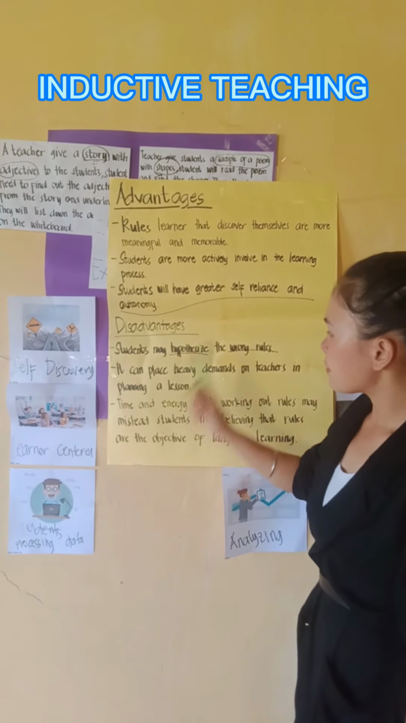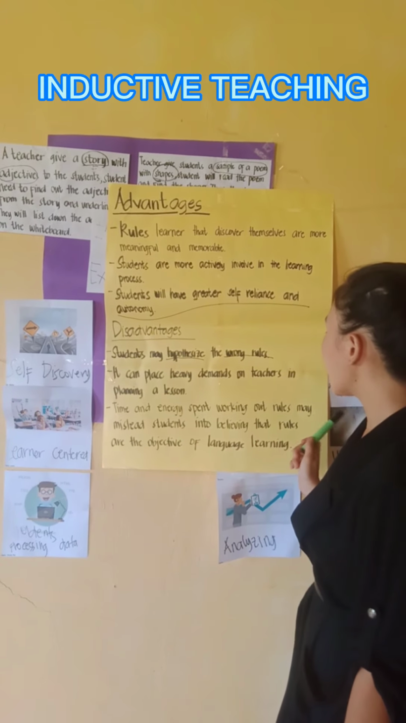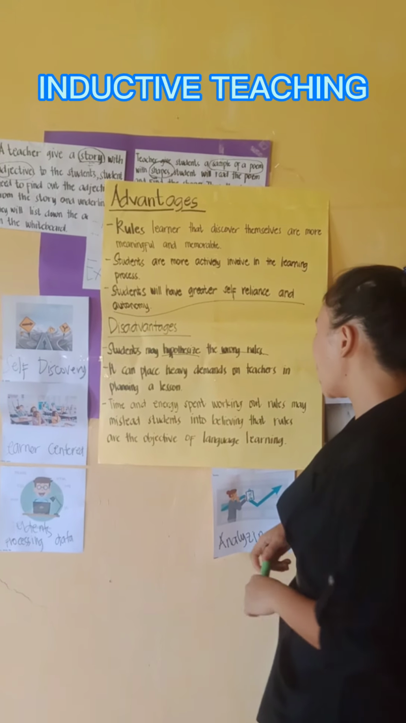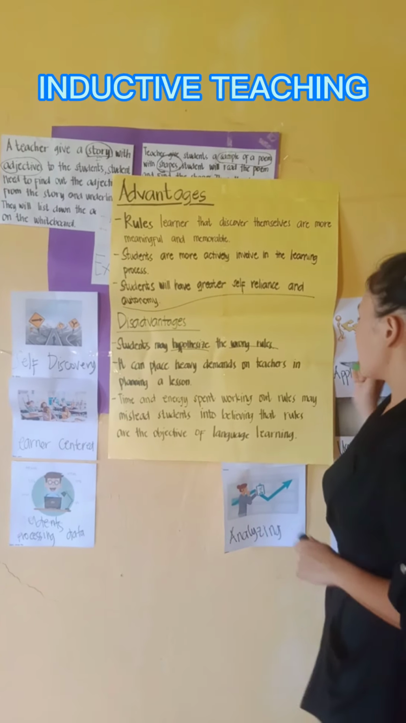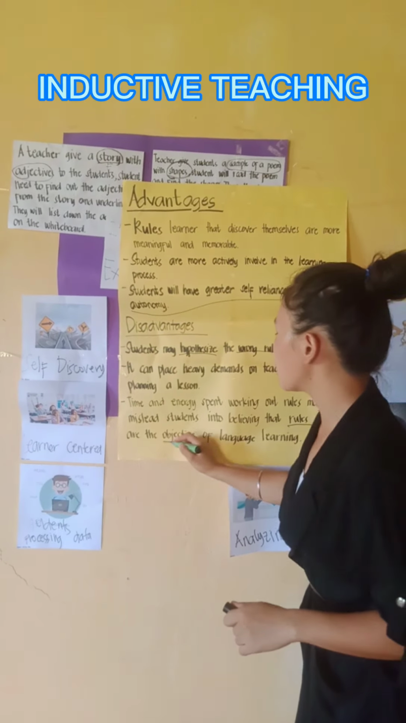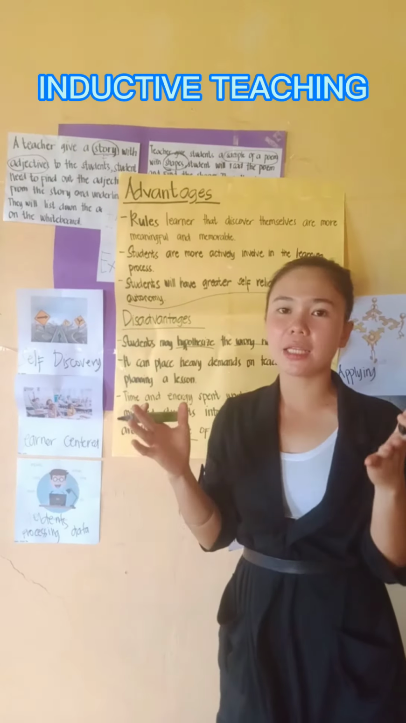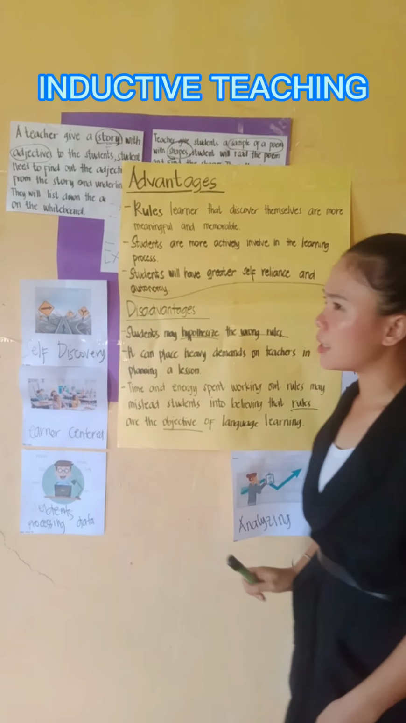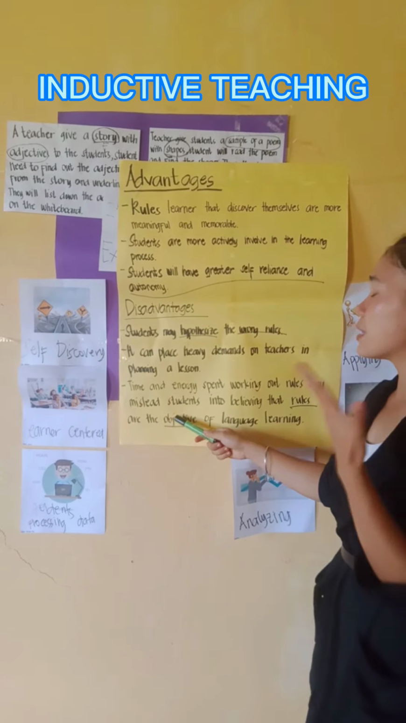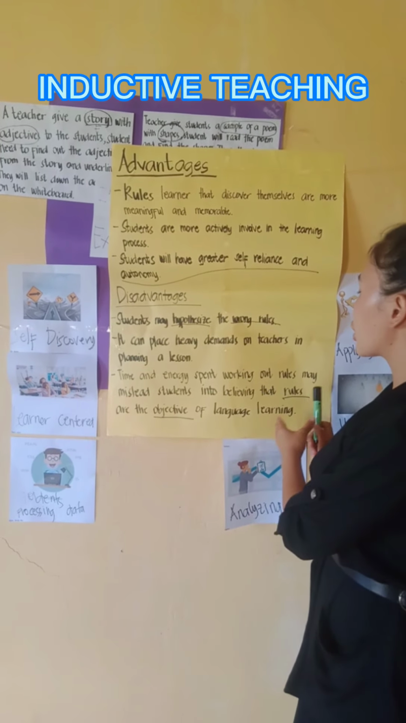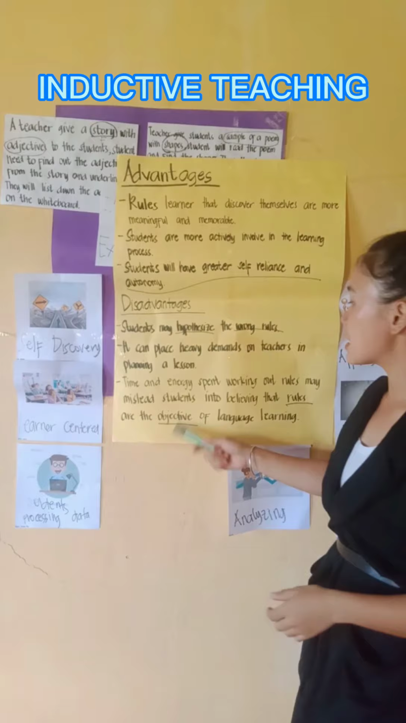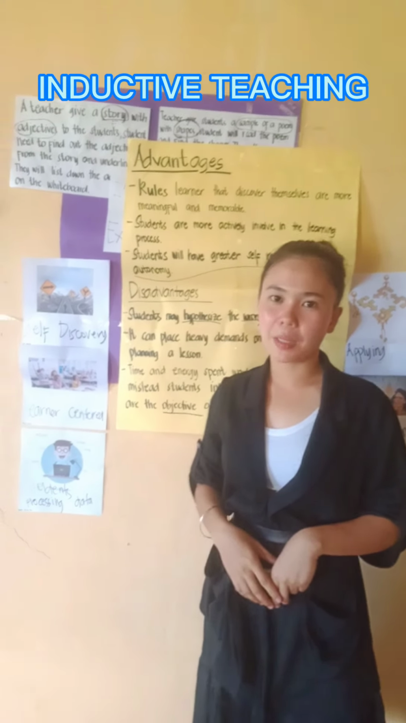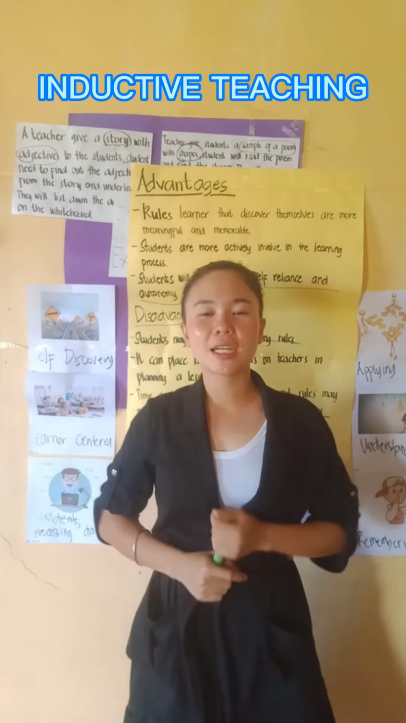The third one is that time and energy spent working out rules may mislead students into believing that rules are the objective of language learning. Rules and objectives may become interchangeable in the students' minds, because they may think that the rules presented in the examples are the objective of the discussion or the topic. So that's all for inductive teaching.